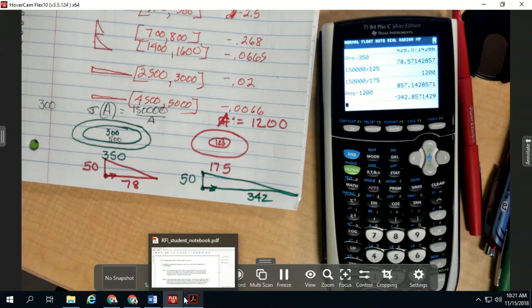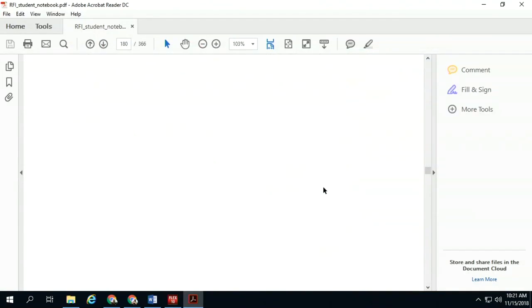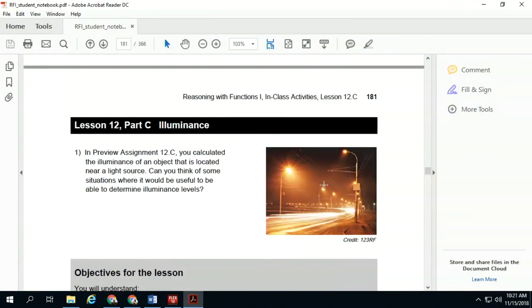One more on power functions, and that is the illuminance problem on page 181. One of the things that I've noticed about streetlights, and I don't know if you guys have noticed it too, is that the streetlights in Eau Claire are really getting so that they save just tons of energy. We got a new streetlight out in front of our house. I'll show you the picture.